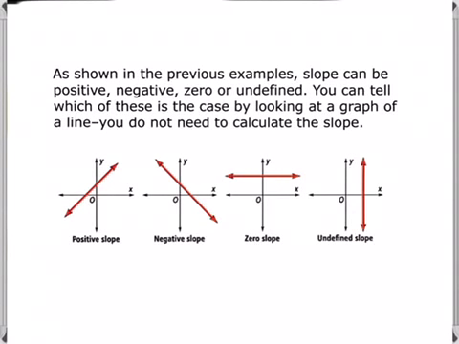So, as shown in the previous examples, slope can be positive, negative, 0, or undefined. You can tell which of these is the case by looking at a graph of a line, and you do not need to calculate the slope to tell.